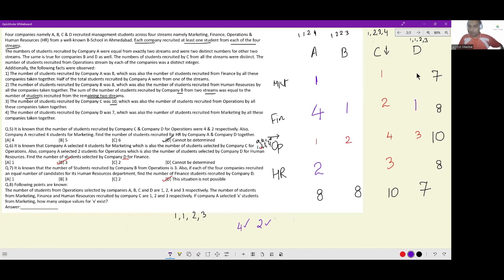So if I put 1 here, then I can't reach a total of 7. So I have to put 2 here, which would mean this is a 3. 3, 1, 2. So 2 and 1. And yes, an acceptable case with 1 at overlap of marketing and A can also be created. So 1 is also a possible value of X. So how many unique values of X exist? 3 unique values of X exist.